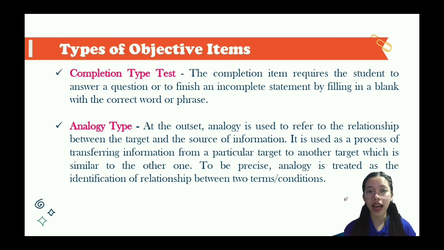Then last is analogy type. At the outset, analogy is used to refer to the relationship between the target and the source of information. It is used as a process of transferring information from a particular target to another target which is similar to the other one. To be precise, analogy is treated as the identification of relationship between two terms or conditions. The analogy also plays a notable role in problem solving, creativity, decision-making, perception, memory, and communication.